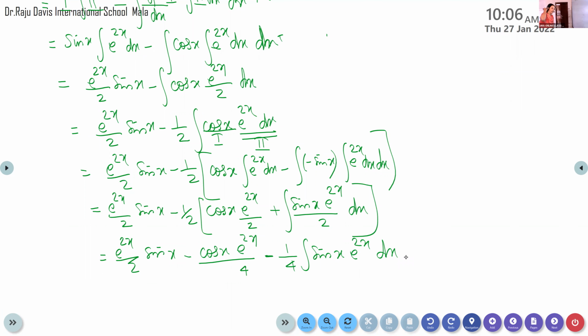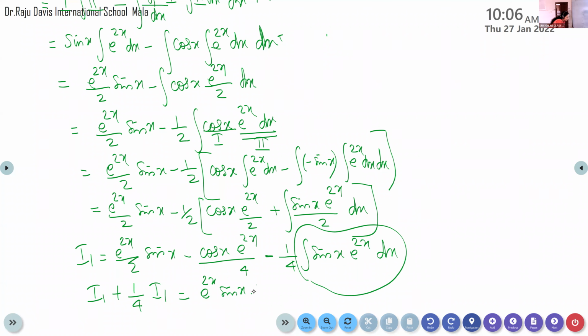So look here, this model we have discussed earlier. The same function is repeated. It is I1, isn't it? Whenever we get e raised to x and sine, e raised to x and cos, that function will get repeated. So we can write this as I1. I'm taking this term to the other side. Plus 1 by 4 I1 equals e raised to 2x sin x minus cos x into e raised to 2x by 4.